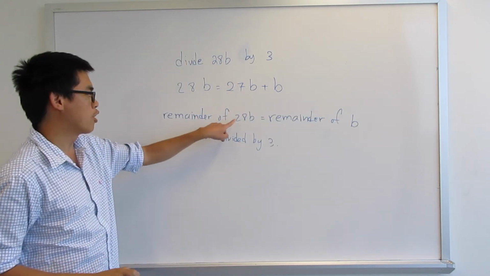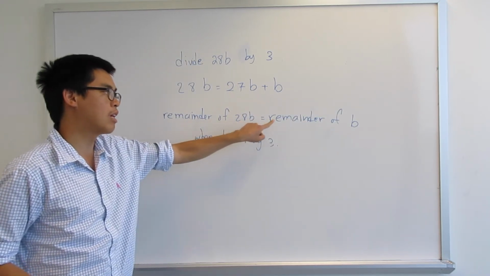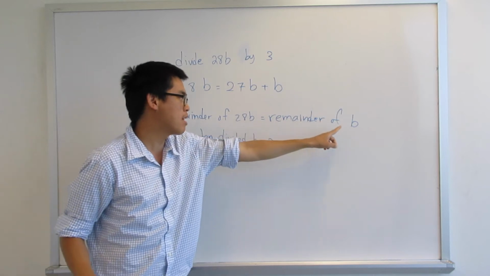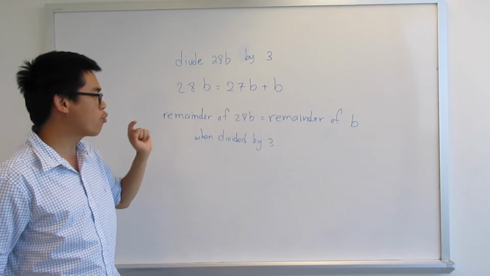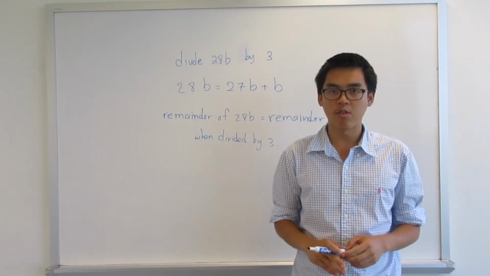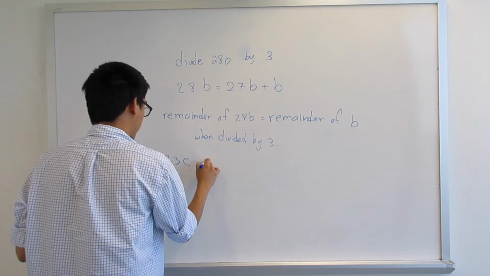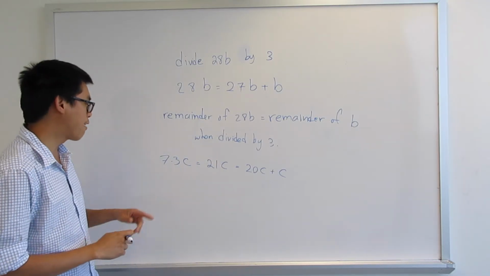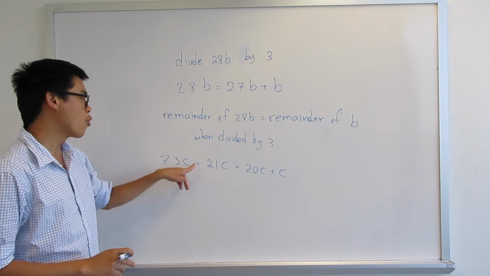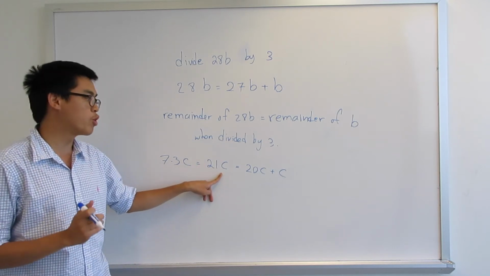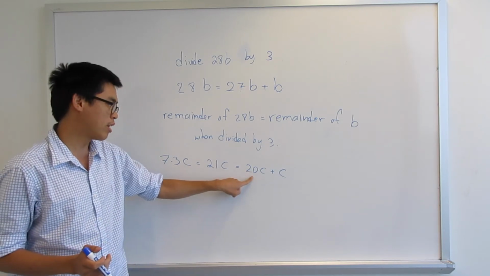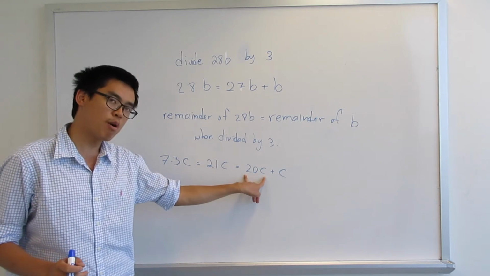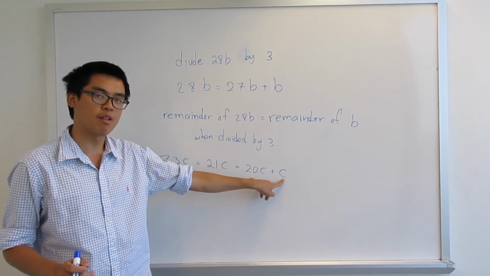Alright, so instead of looking at 28b, we can look at b and ask what is the b that makes the remainder equal to 1 when divided by 3. And likewise, it's the same for the other 2 conditions. For the second condition, we have 7 times 3 times c, which is 21c. We want to divide this guy by 4. So we have 20c plus c. And this guy is divisible by 4, so the remainder is solely dependent on c.